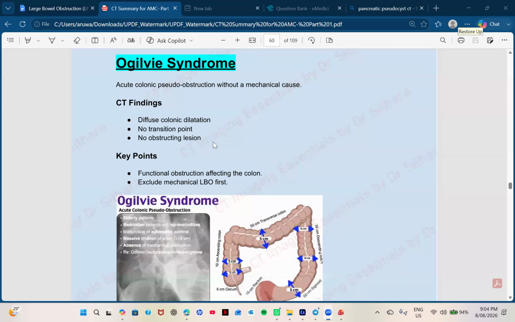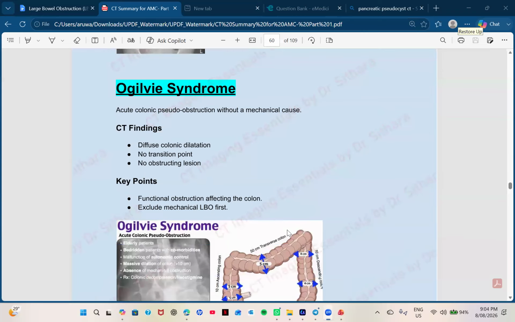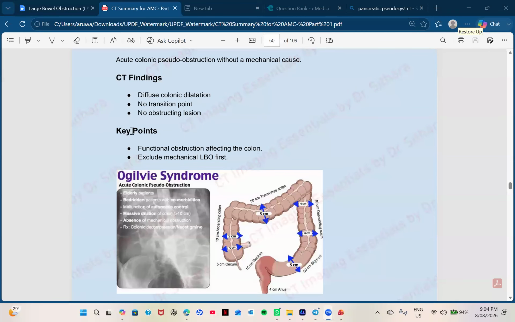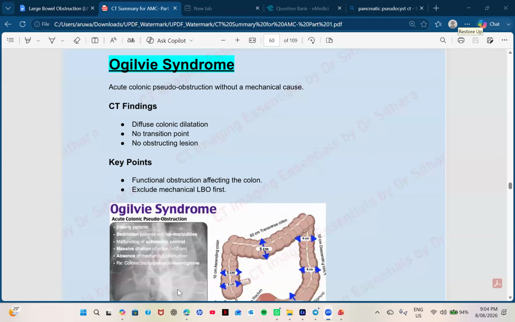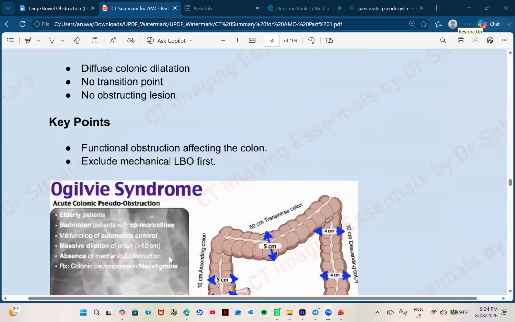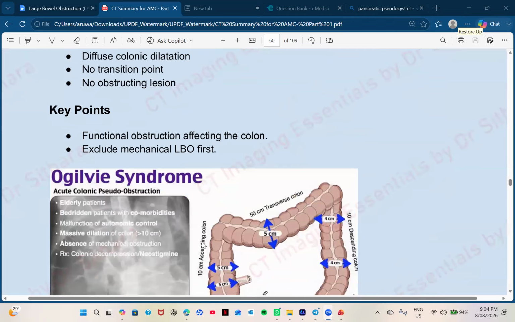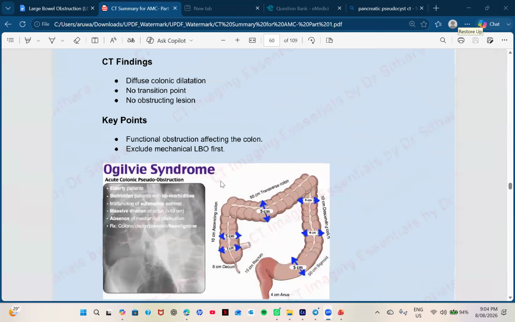So Ogilvie syndrome. Ogilvie syndrome is one of the functional bowel obstructions, right? Functional bowel obstruction. And in that case, what can you see? Ogilvie syndrome, you all know, right? The other day we discussed what the causes are, right? So usually it is seen in elderly, bedridden patients with comorbidities. It can be multifactorial autonomic control disturbance, with massive dilation of the colon. You can see absence of mechanical obstruction. So no transition point, right? You can see like that.